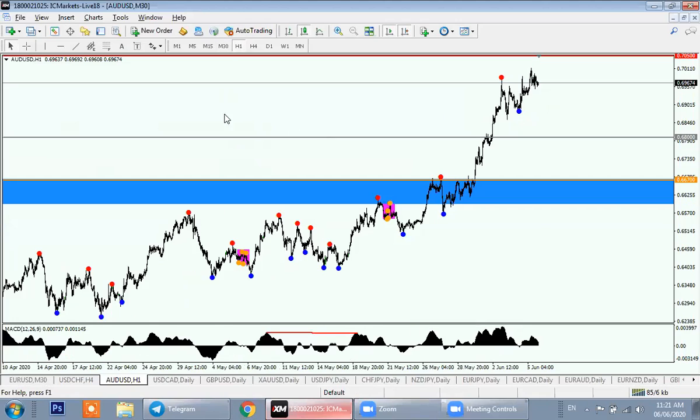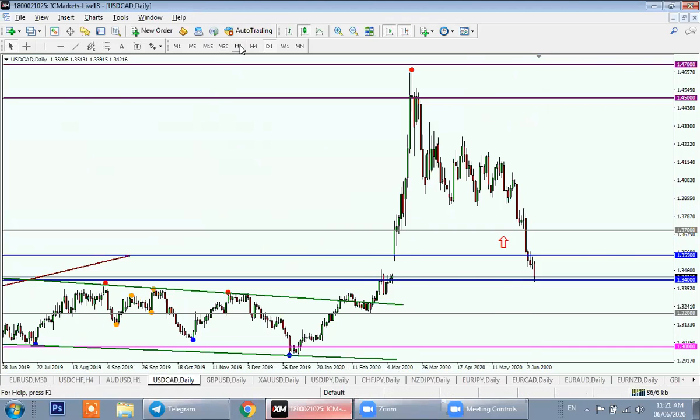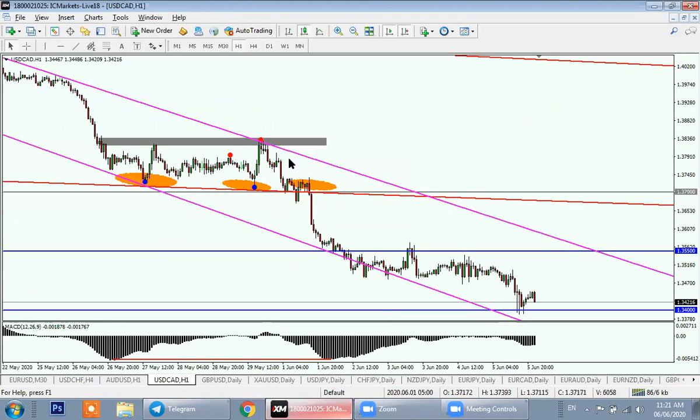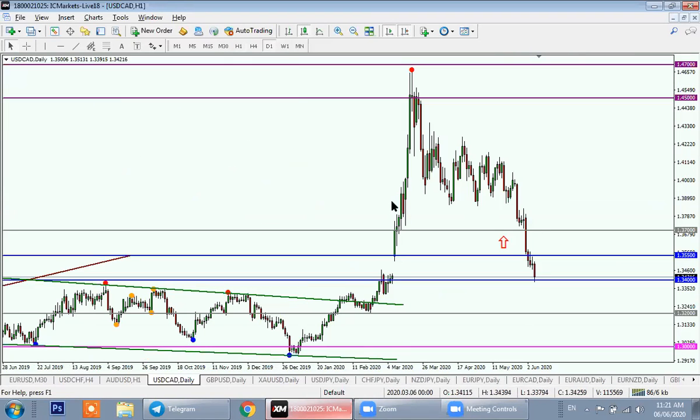So here's our view from H1. Price didn't form the right shoulder, so it didn't respect our analysis. So let's delete these ones. From a daily perspective, we were waiting to look for buy opportunities around here, but price broke it downwards, and now it's currently sitting around a strong support in blue.